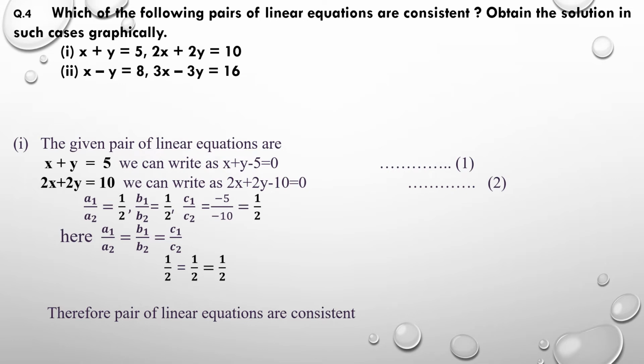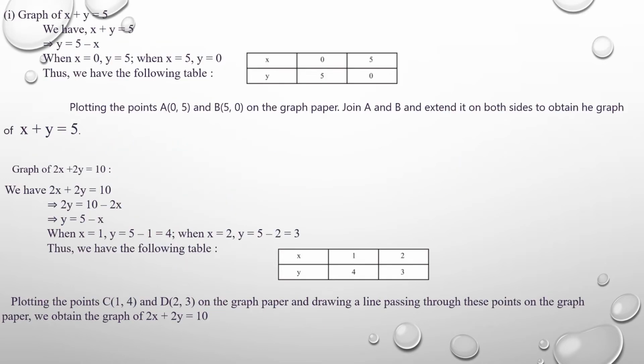When this condition exists, it means the given pair of linear equations has infinitely many solutions, and the given pair of linear equations is consistent. So after finding that the given pair of linear equations is consistent, here we draw the graph of both linear equations. First of all, we try to find the solution table of the given pair of linear equations in two variables.